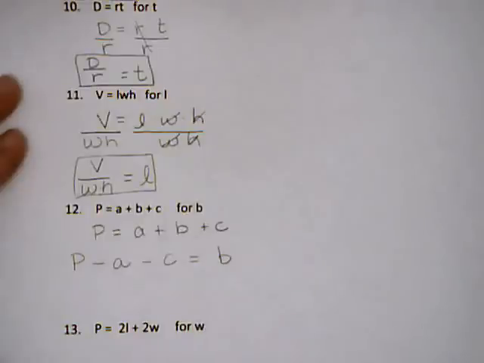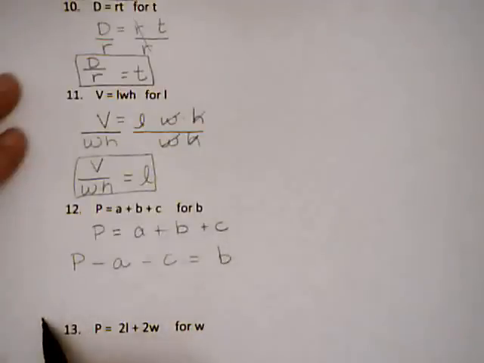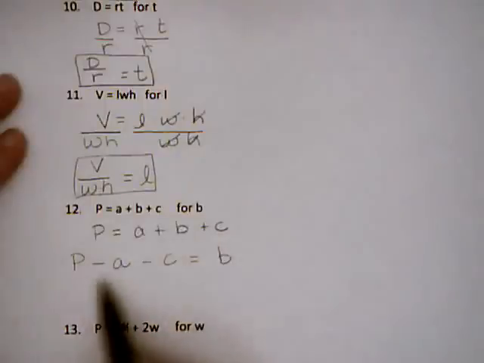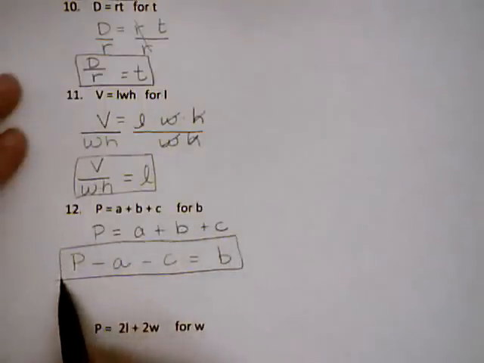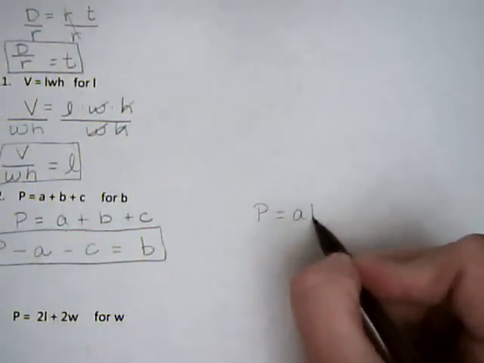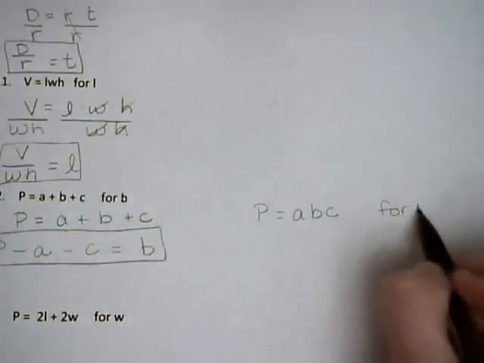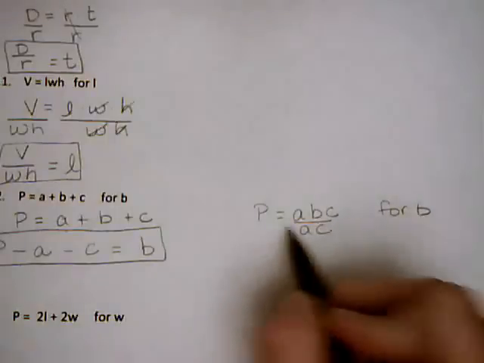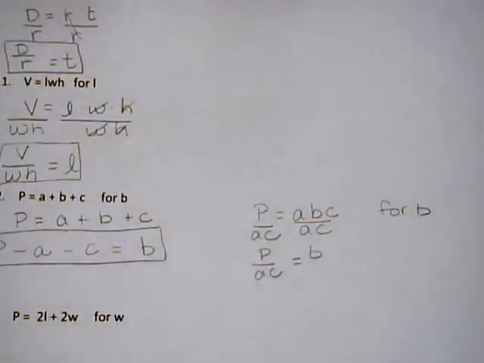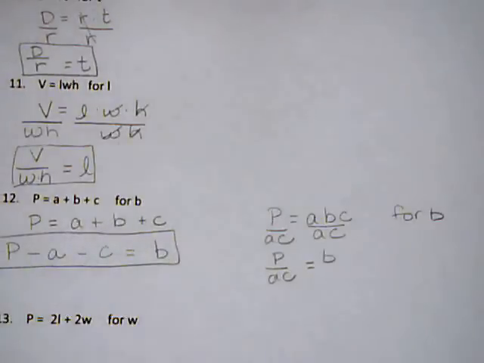So make sure you pay attention to the difference between when you would divide and when you would just move those variables over. You only divide if these are being multiplied. So this is my answer for number 12. But let me show you just to make sure. What if the formula had been P equals ABC? A times B times C. Then if I wanted to solve for B, I would have to divide by A and C. And so B would equal P over AC. But because it was addition over here, I was able to move those over and not divide.